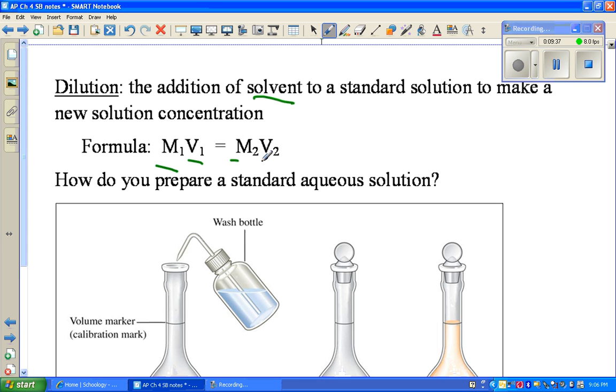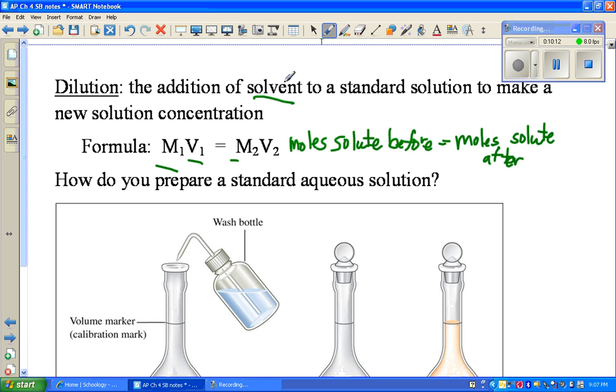The one thing that I really want you to make sure that you put down is that the moles of the solute before, and it doesn't matter how much you dilute this, is going to equal the moles of the solute after dilution. And so you're not adding any more grams. You're not adding any more of the substance to be dissolved. You are simply adding more solvent. And in most cases, that's going to be water. So the number of moles before is always going to equal the moles after.